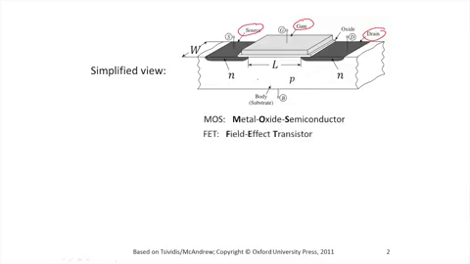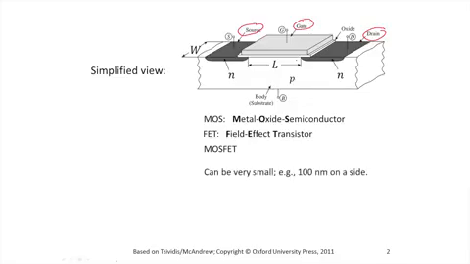Another acronym we will be using is FET, standing for field effect transistor, because as you will see, the transistor action is due to electric fields from the gate to the channel region. And sometimes we'll combine the two acronyms and call the MOS transistor simply MOSFET.